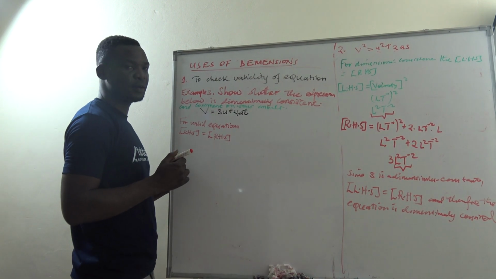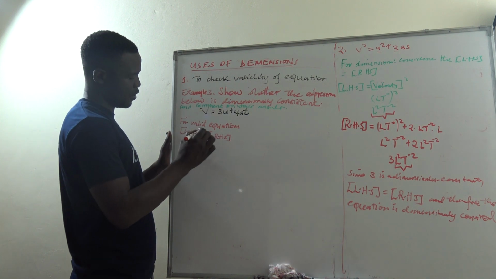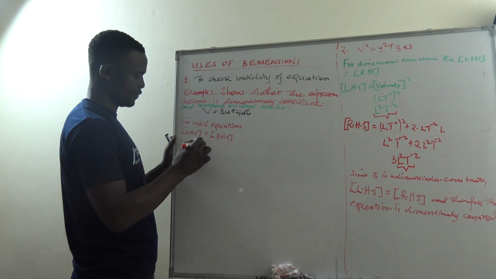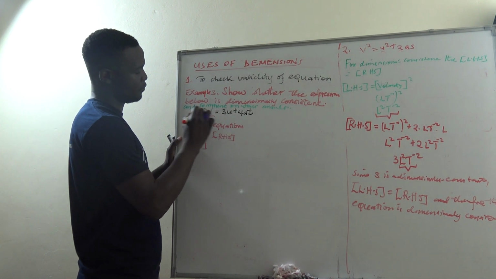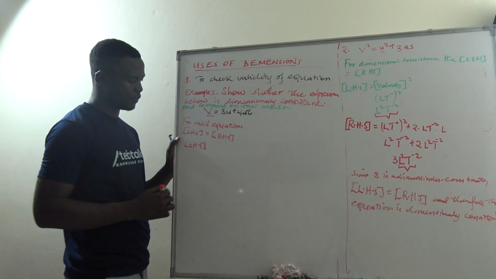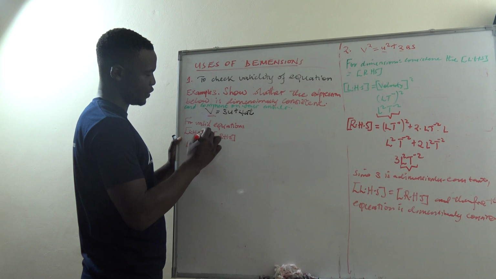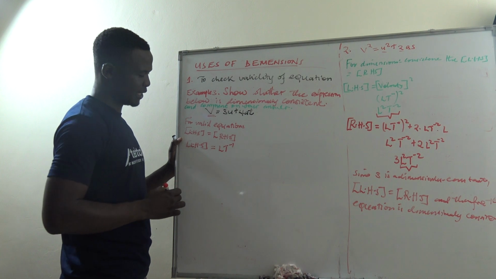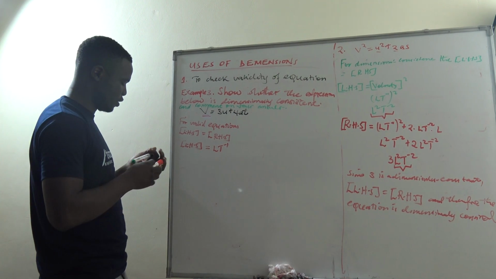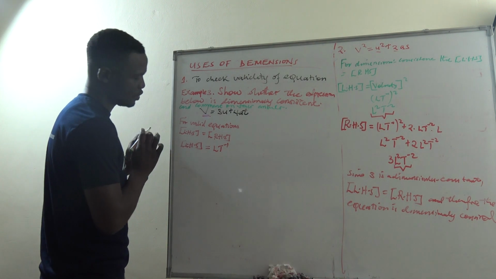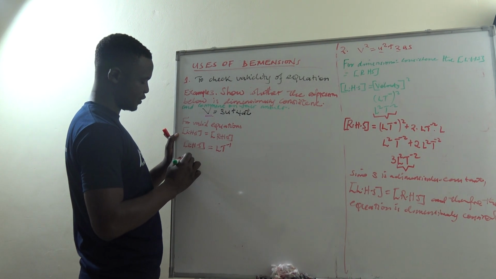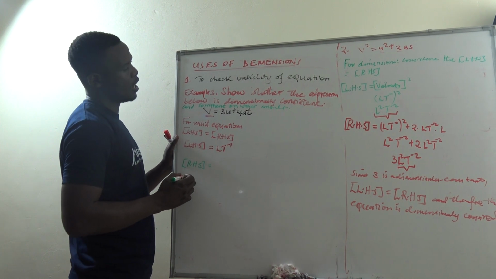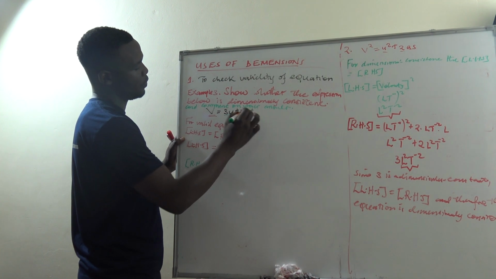Now, let us look at the dimensions on the left hand side. On the left hand side we have V, which stands for velocity. Therefore, the dimensions of velocity are L per T. And then let's also look at the dimensions on the right hand side, which are equal to 3U plus 4AT.